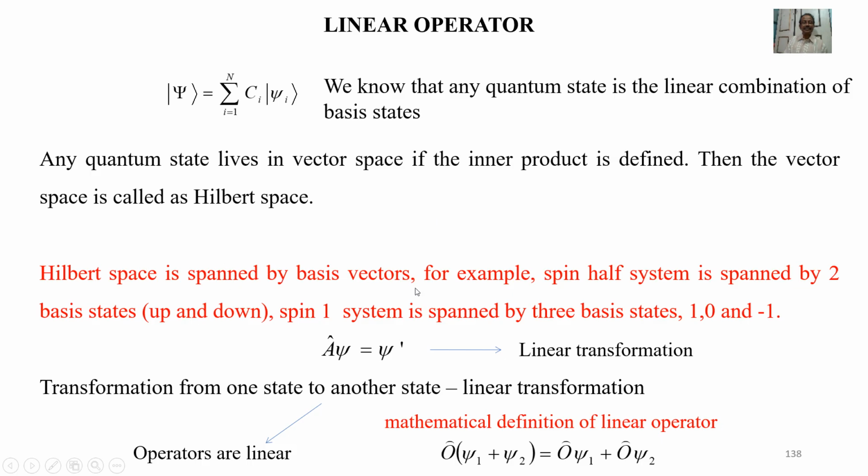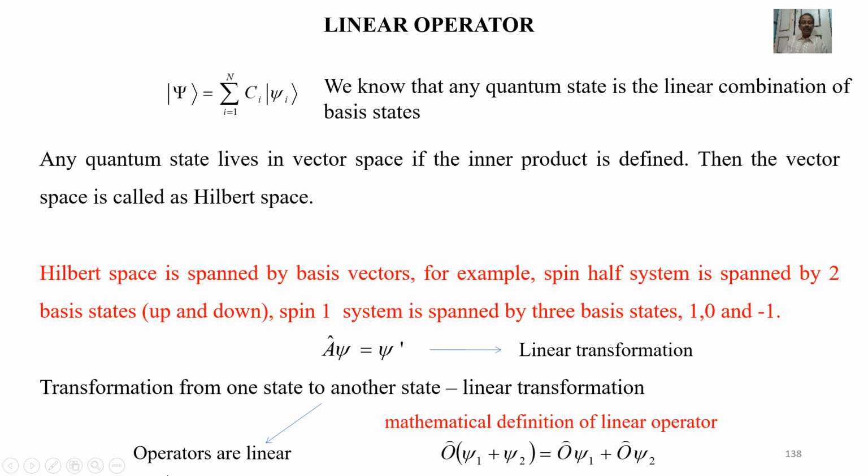For example, when you take a spin-1/2 system, it is spanned by two basis states. One is spin up, another one is spin down. So an electron will have a linear combination of both spin up and spin down. The moment you measure, it will show spin up or spin down. Suppose you take a spin 1 system, which is spanned by three basis states, 1, 0 and -1.